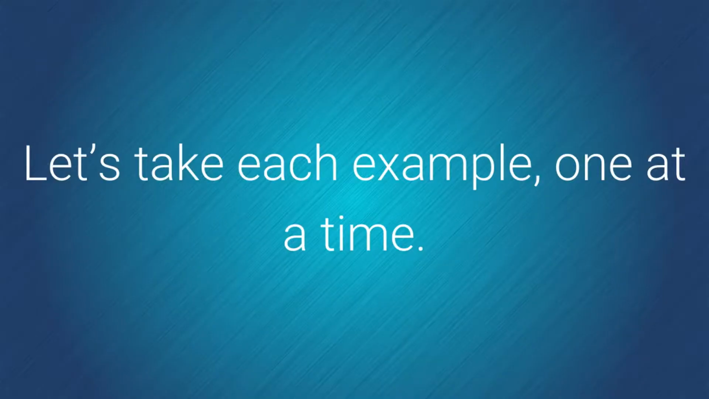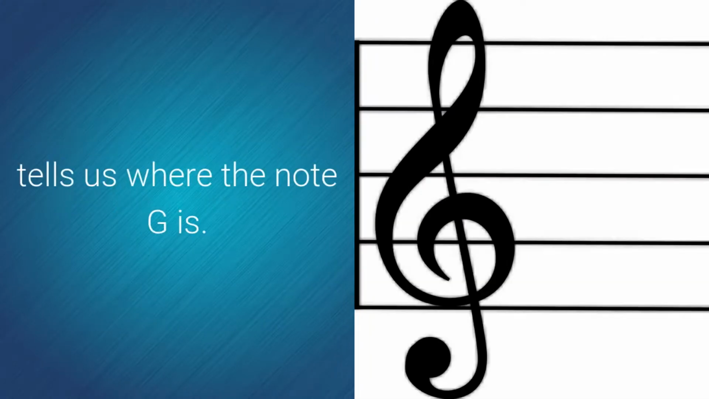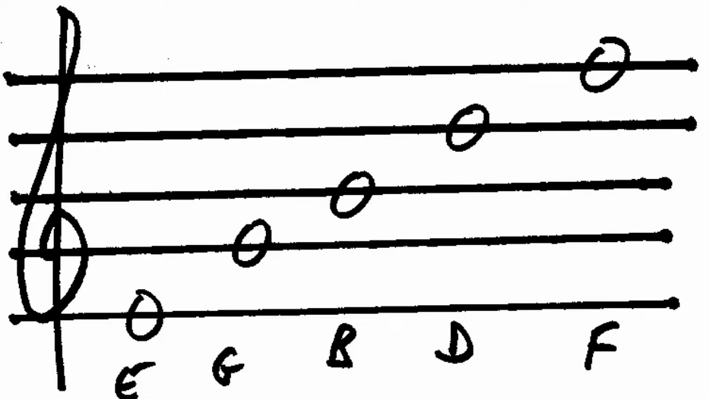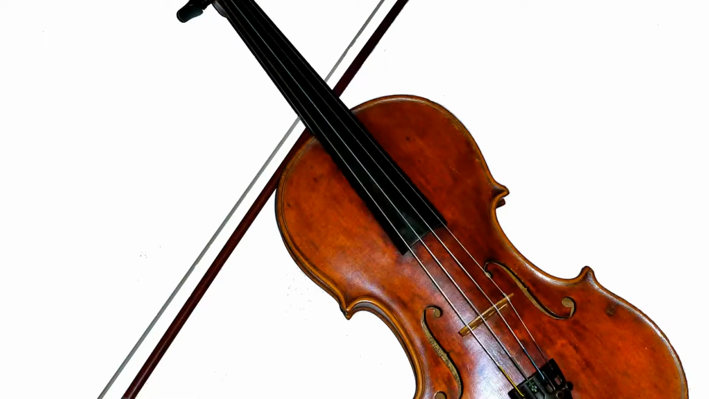Let's take each example one at a time. The treble clef, or G clef, as it is also known, tells us where the note G is. If you look closely at the staff, you'll find that the treble clef curls around the second line from the bottom. This line represents the note G. You will find G clefs in music for high-sounding instruments such as violins and flutes.